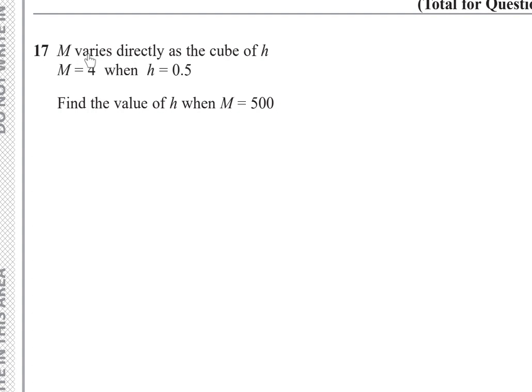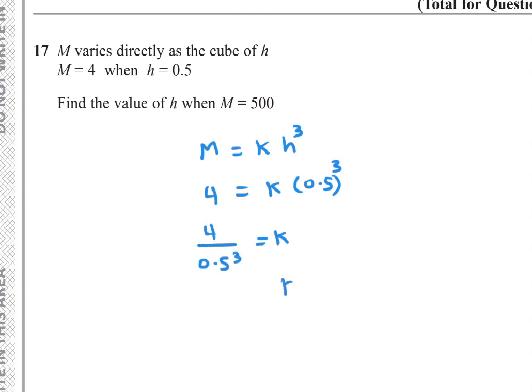17. M varies directly as the cube of h. M equals 4 when h equals 0.5. Find the value of h when m equals 500. Directly proportional, so m equals k times the cube of h, so h power 3. To find k, substitute m by 4 and h by 0.5. So k equals 4 divided by 0.5 power 3.